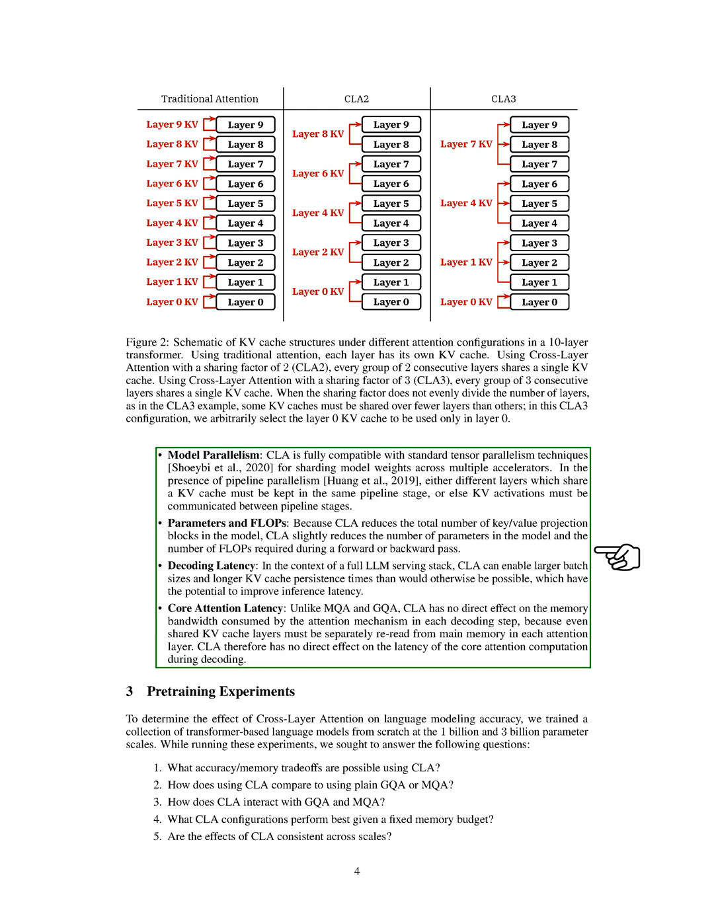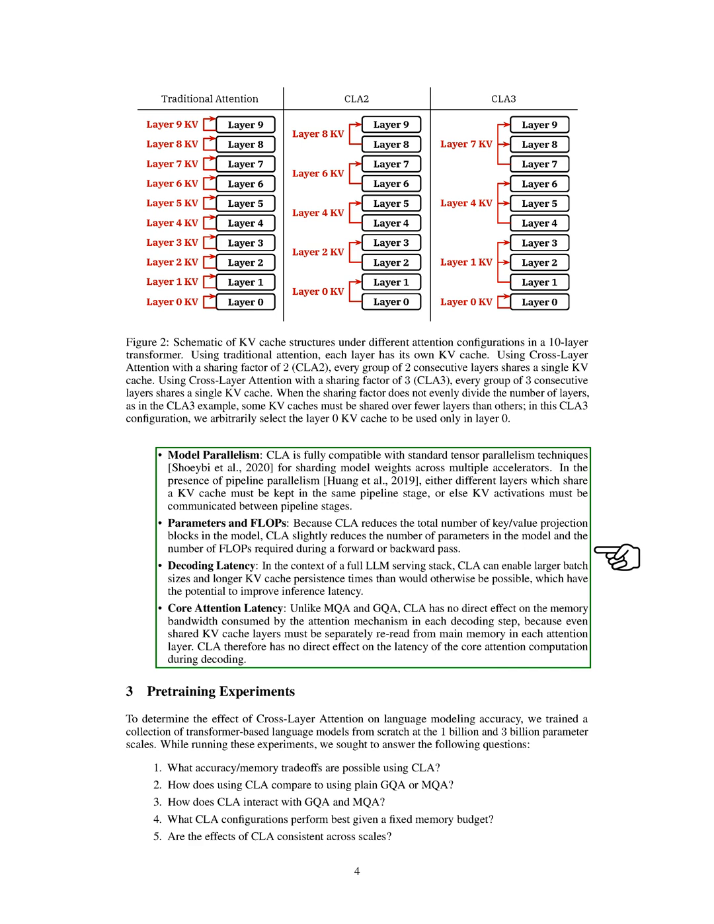Model parallelism. CLA works well with standard tensor parallelism methods for distributing model weights across multiple accelerators. In the presence of pipeline parallelism, layers sharing a KV cache need to be in the same pipeline stage, or KV activations must be communicated between pipeline stages. Parameters and flops. CLA decreases the total number of key value projection blocks in the model, leading to a slight reduction in the number of parameters and floating point operations (flops) required during forward and backward passes.